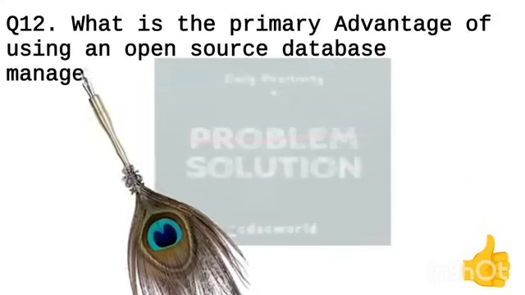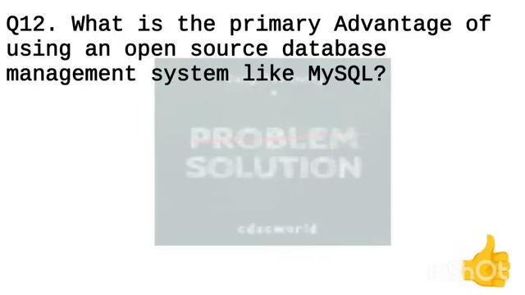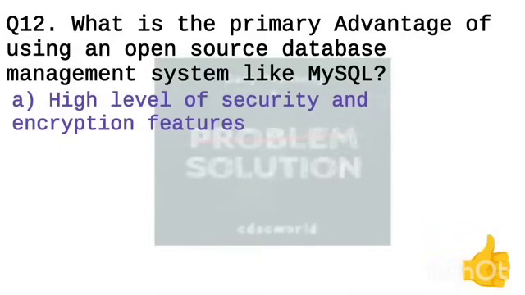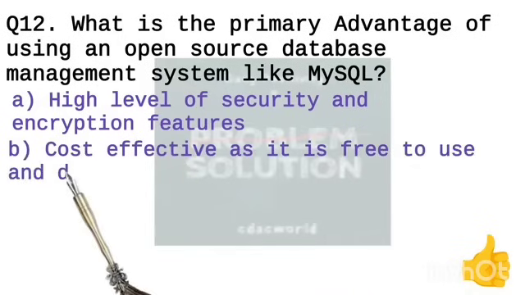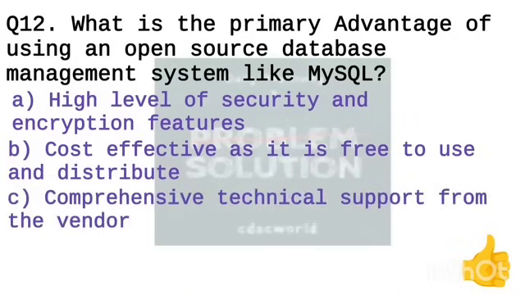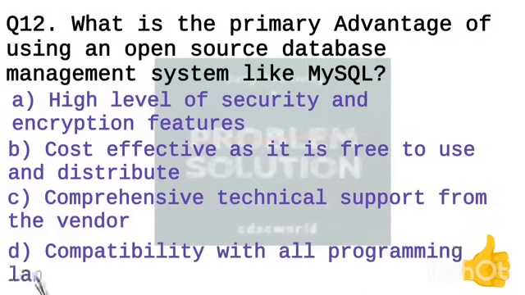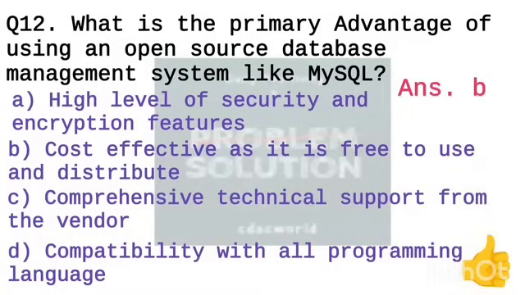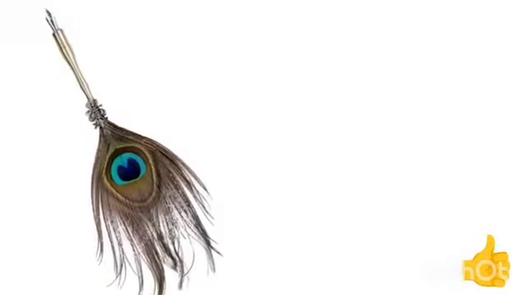Query number 12. What is the primary advantage of using an open source database management system like MySQL? Option A. High level of security and encryption features. Option B. Cost effective as it is free to use and distribute. Option C. Comprehensive technical support from the vendor. And option D. Compatibility with all programming language. And the answer is B. Cost effective as it is free to use and distribute.